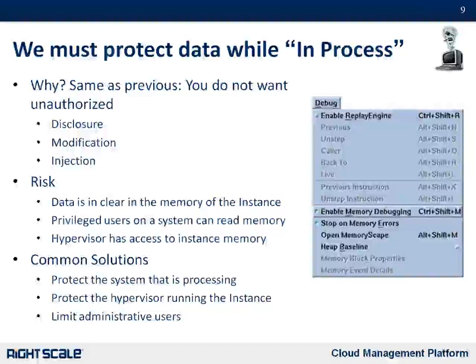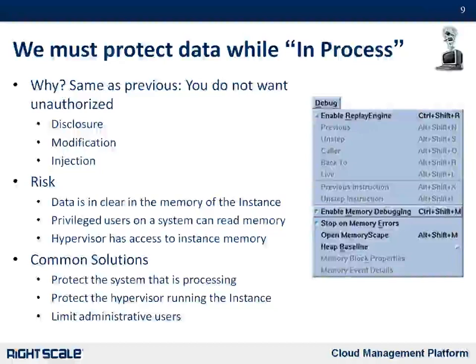What is the risk when we think about process or in process? Data is in the clear in the memory of the instance, right? We may have data secured at rest. We may have it secured over the transport. But when you're using it, when it's sitting in memory, it is in the clear. So if I can get access to that memory, right, I can get access to your data. So the risk is, data in clear in the memory.